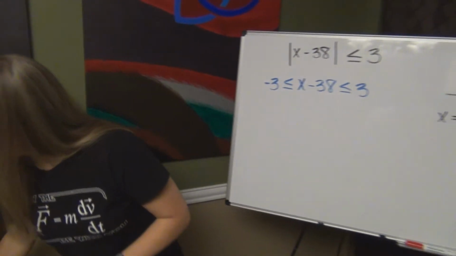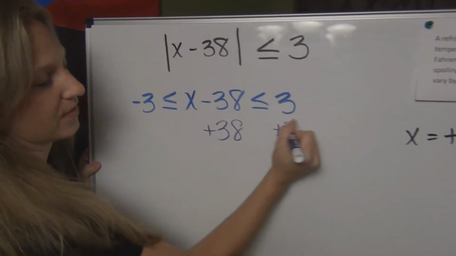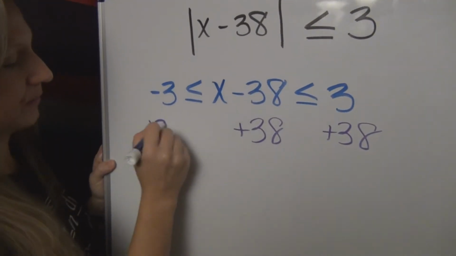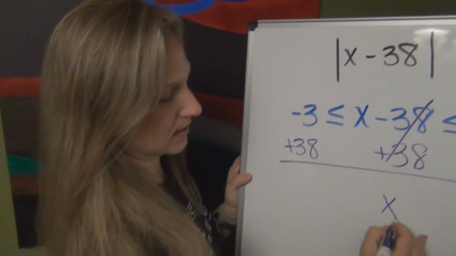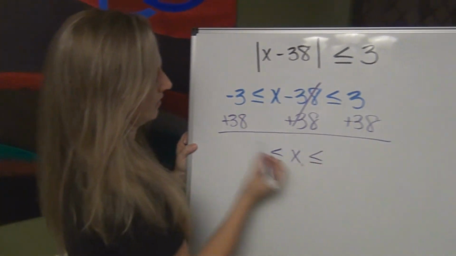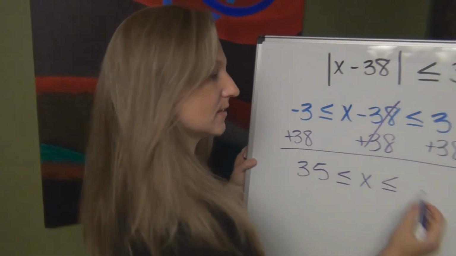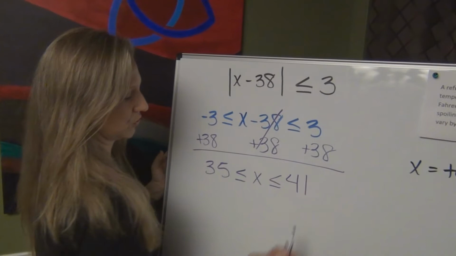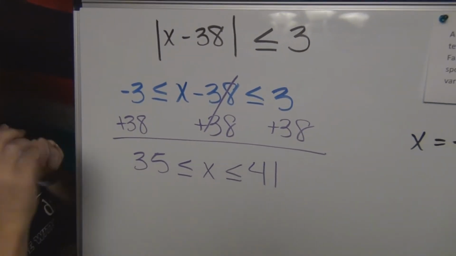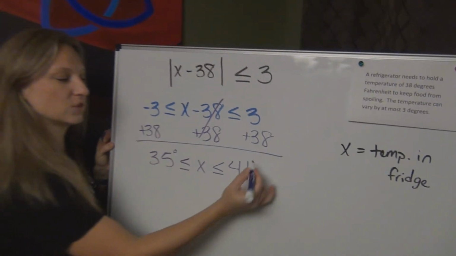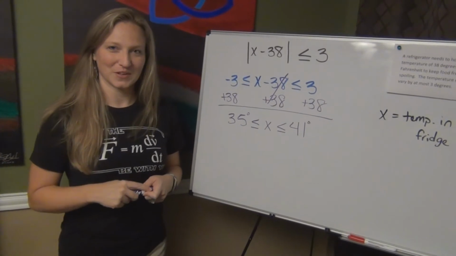To solve, you will add 38 to both sides, and on this side, we will have 35 degrees. And on this side, we will have 41 degrees. So our solution tells us that the temperature of the fridge can vary between 35 degrees and 41 degrees, and we're safe and our food is not spoiled.